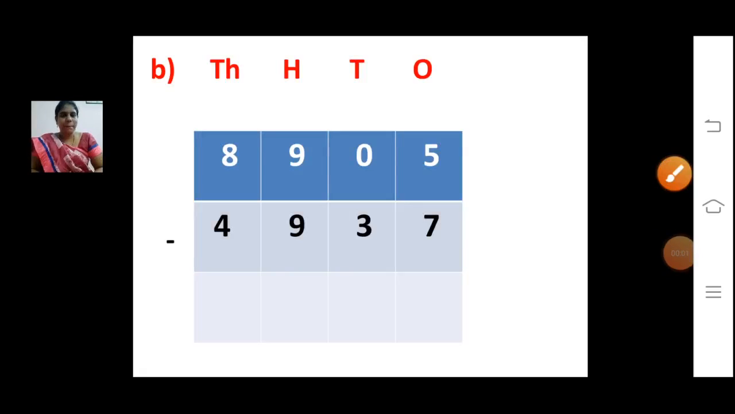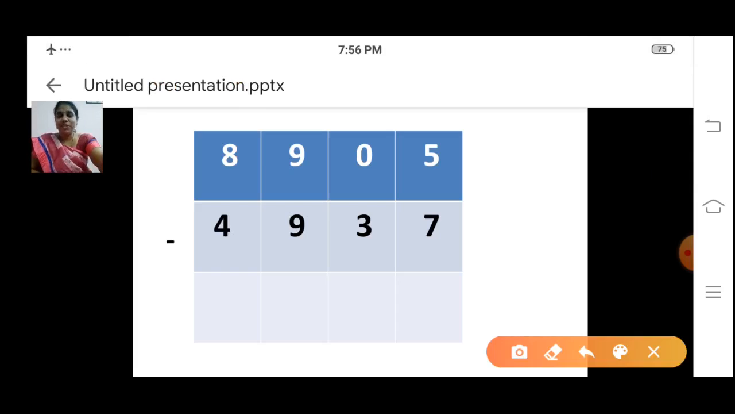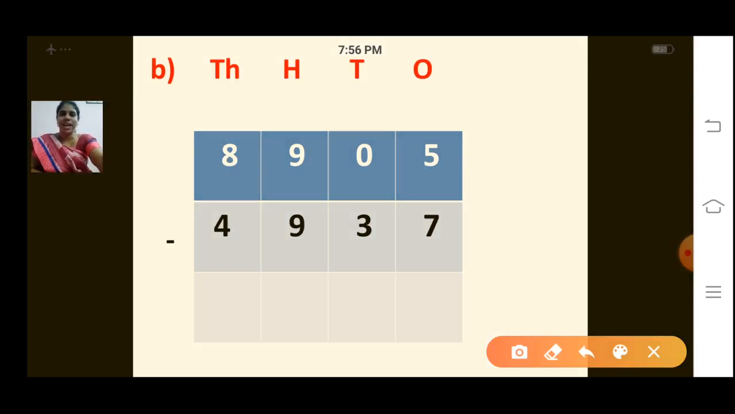We are going to subtract 8,905 minus 4,937. Let's subtract these two numbers. So where do we have to start? We have to subtract the ones place, right? Let's subtract the ones place.